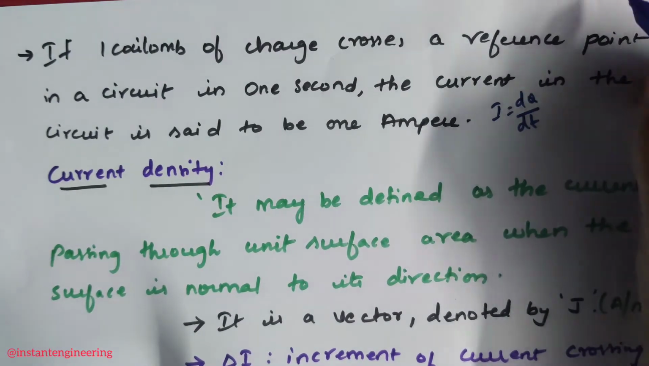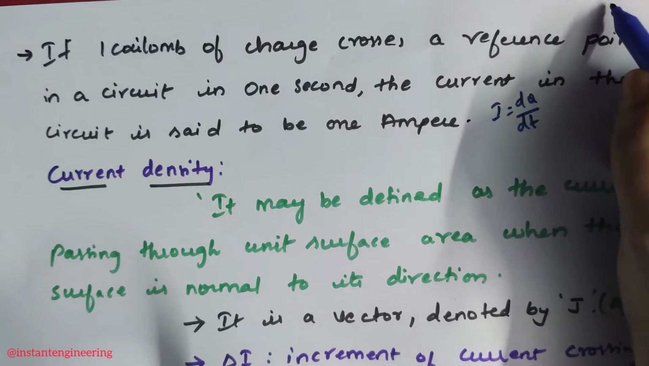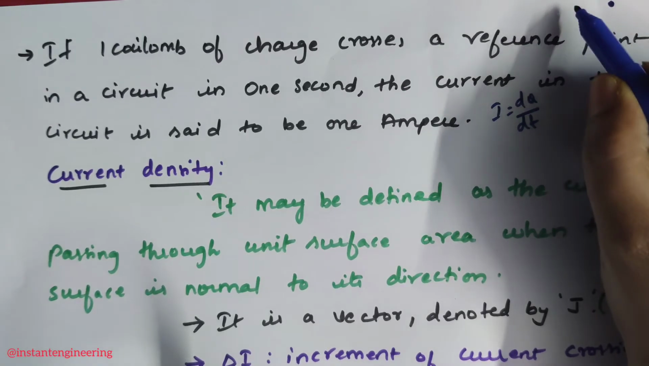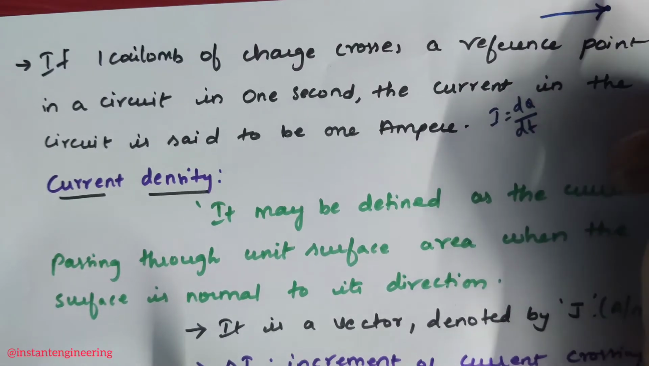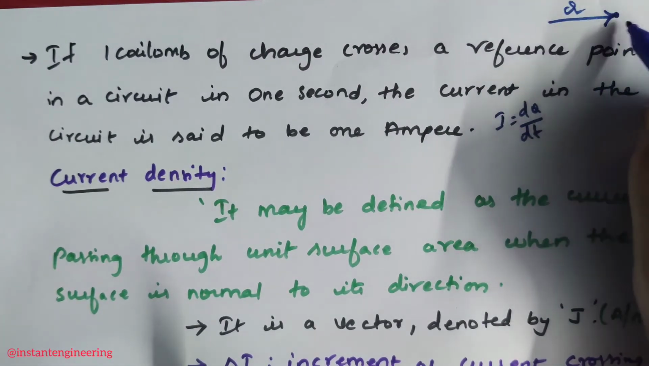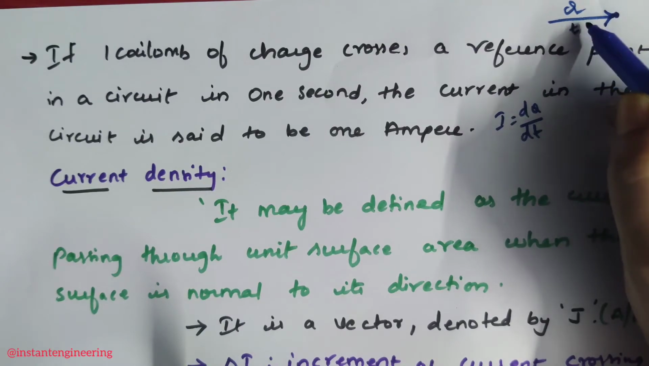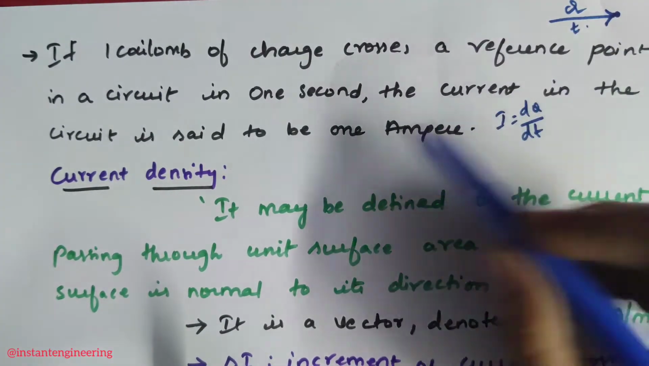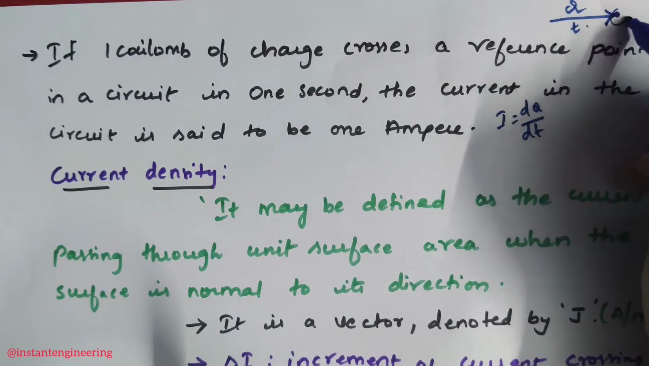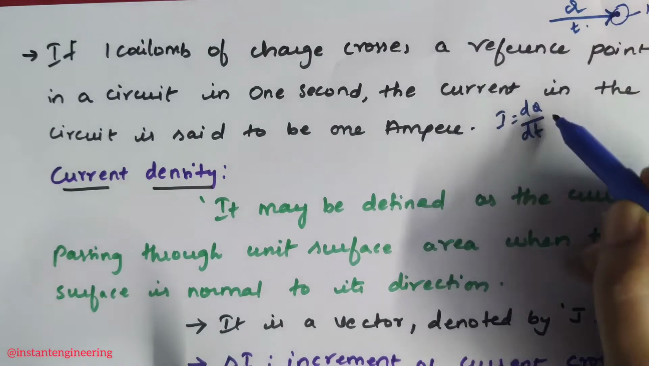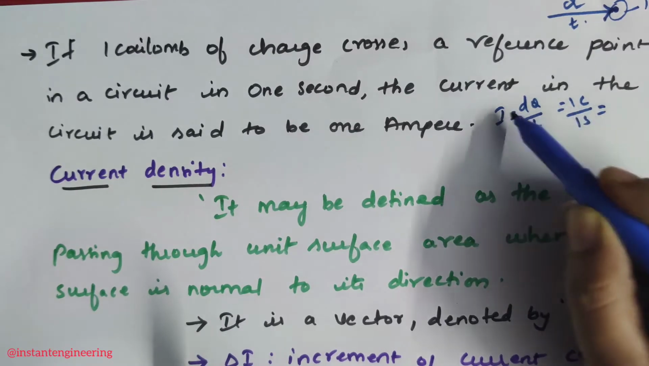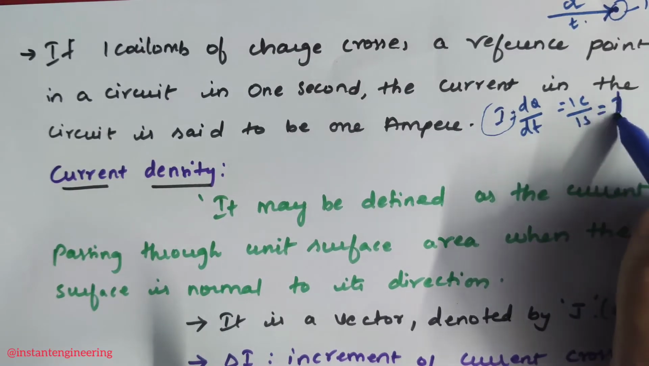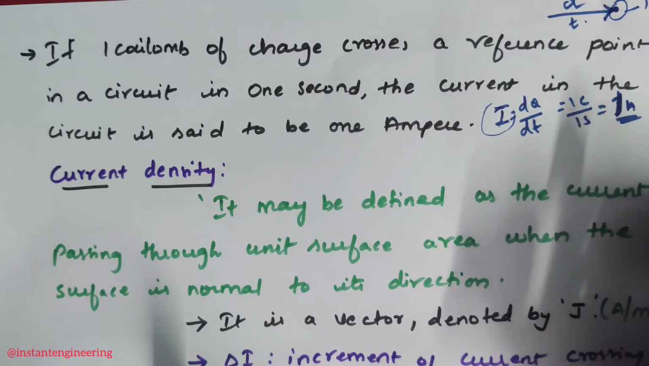If you take some reference point in a circuit, and 1 coulomb of charge passes through that point in a time interval of 1 second, then obviously the current in the circuit is said to be 1 ampere. So the current at that point is 1 ampere. I is current, and the unit for current is the ampere.